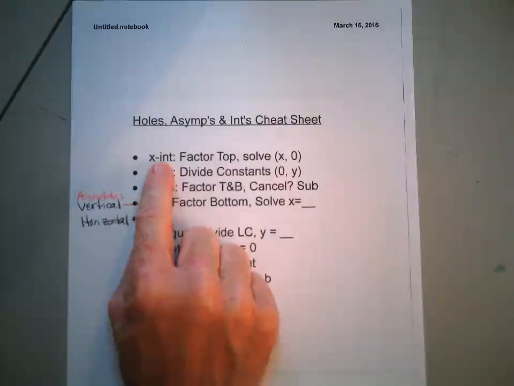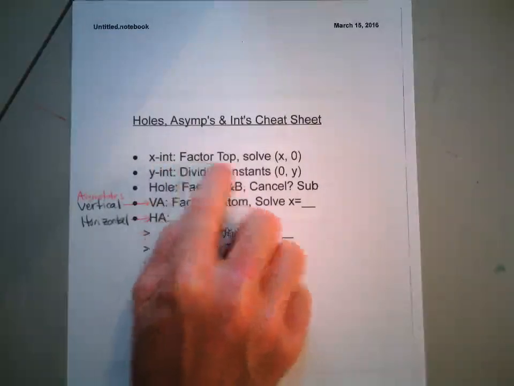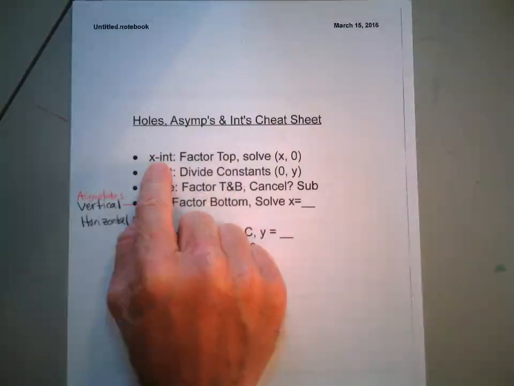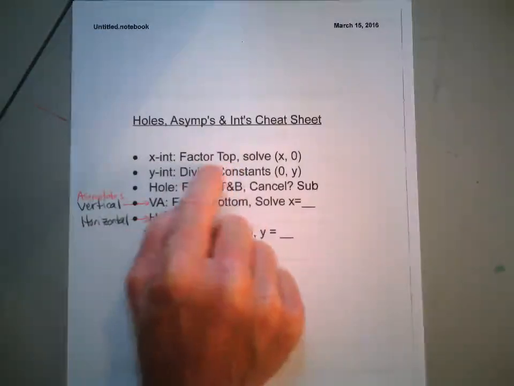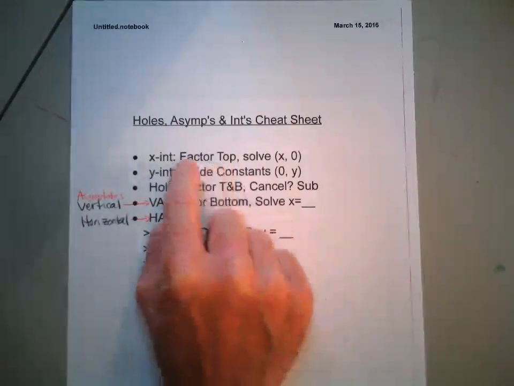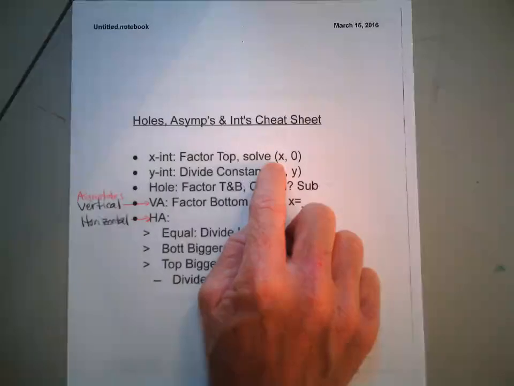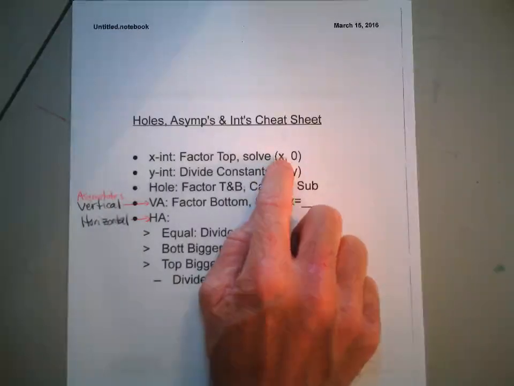So the first thing that I do when we're finding these features is factor the top. Our x-intercepts come from factoring the top. And so, yes, you're going to have to remember all those different ways of factoring. When we solve that factoring, you'll get the x-intercept. And so that x value is how we're going to answer the question.